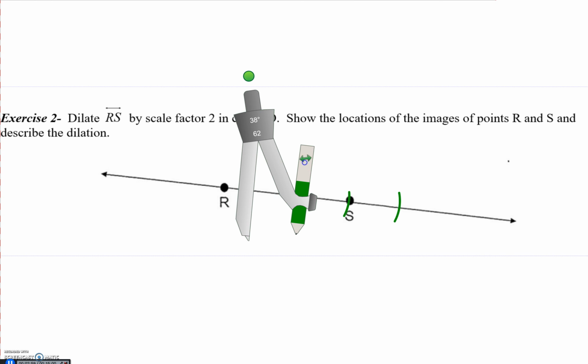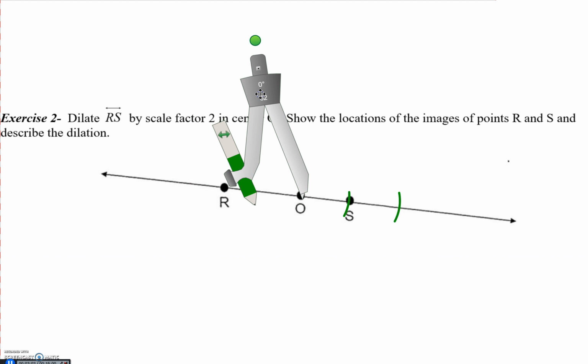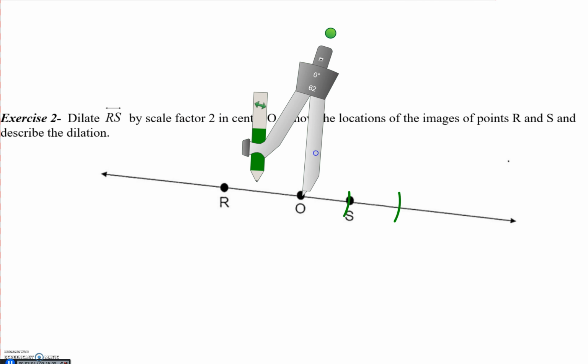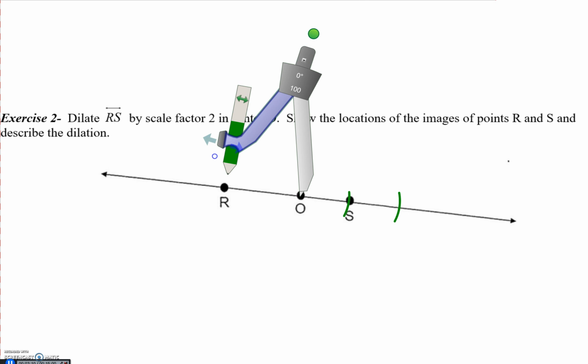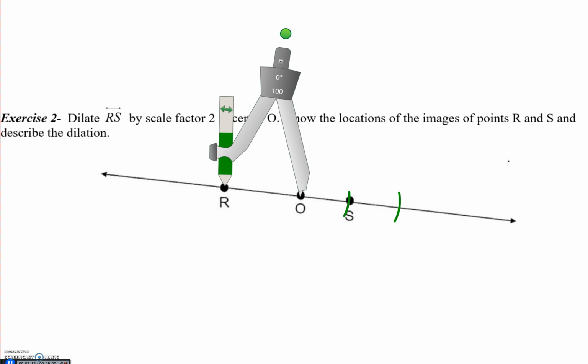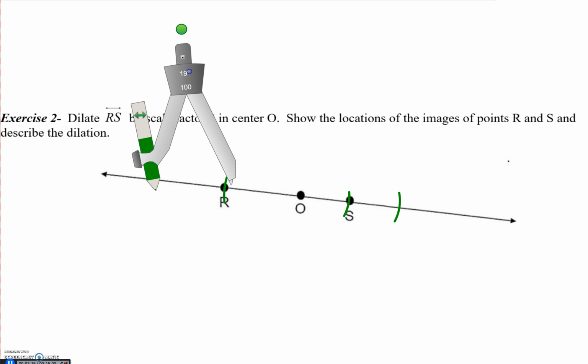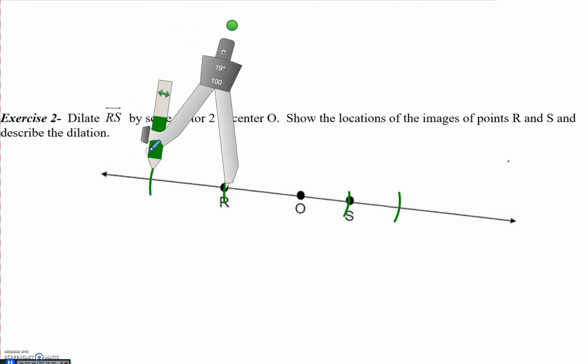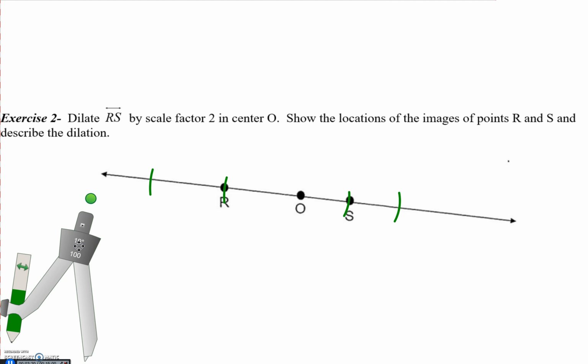Now I'm going to do the same thing for the center O, but now I'm going to measure to R. So put my needle at the center, open the compass so that it's the full length from the center to R, make my marking, and then copy that over one more time because the scale factor is 2. So from here, I'm going to make that S prime and I'm going to make that R prime. And I want you guys to write down what you noticed. We want to describe that dilation.